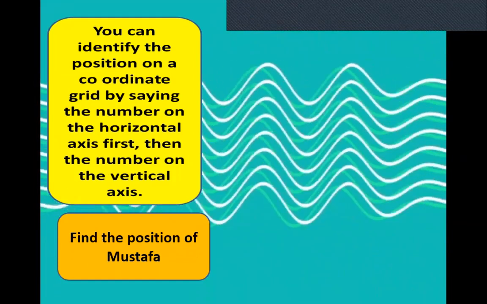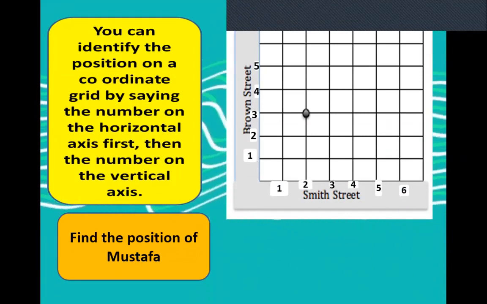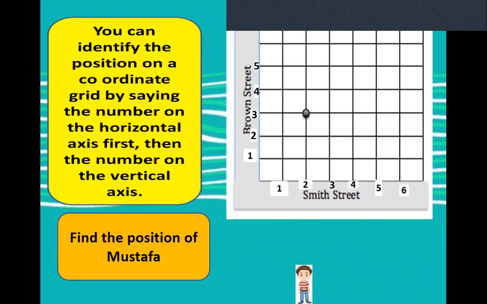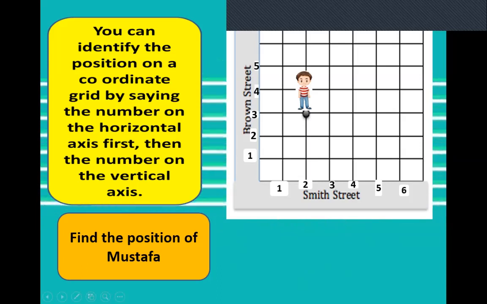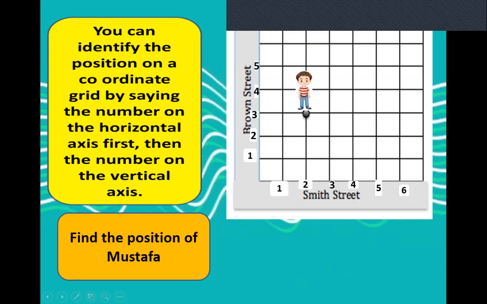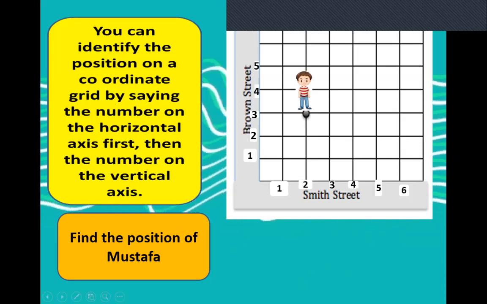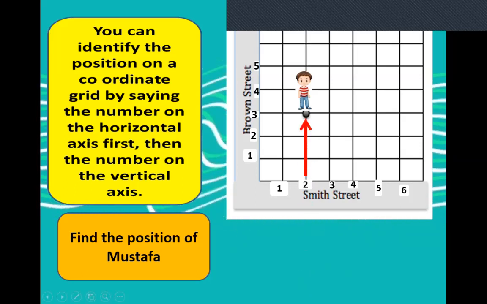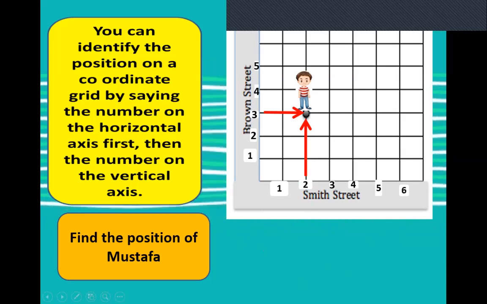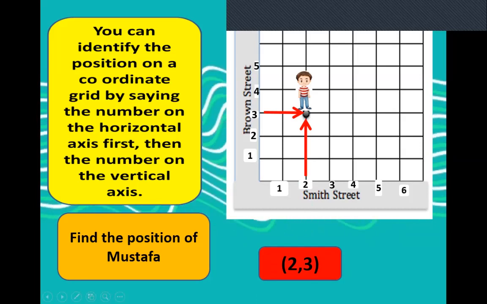Find the position of Mustafa. Here, x-axis is Smith Street and y-axis is Brown Street. You need to find the position of Mustafa on the coordinate grid. Yes, he is at 2, 3. 2 from the x-axis and 3 from the y-axis.